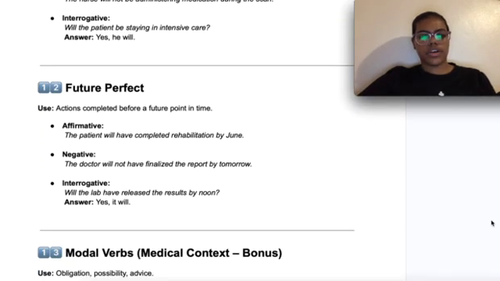Future perfect. Use: action complete before a future point in time. Affirmative: The patient will have completed rehabilitation by June. Negative: The doctor will not have finalized the report by tomorrow. Interrogative: Will the lab have released the results by now? Answer: yes, it will.